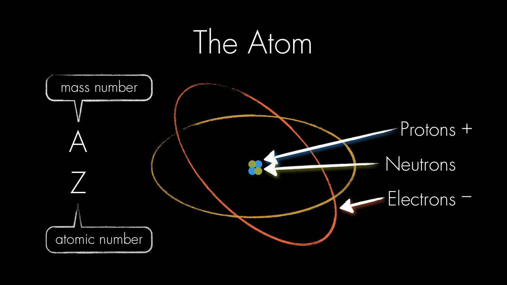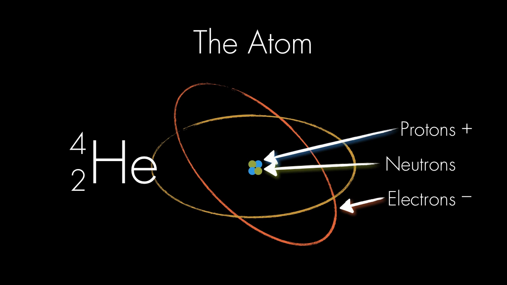On the periodic table, all elements have a name and a symbol. This atom pictured here in the background with two protons, two neutrons, and two electrons is the element helium.